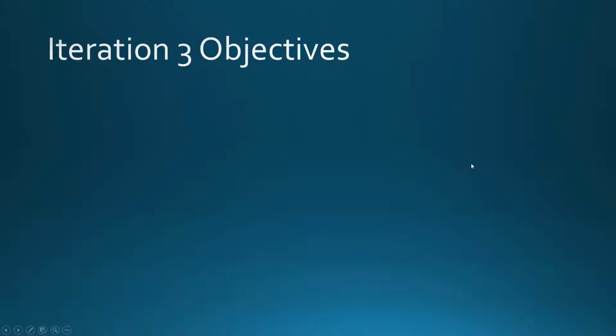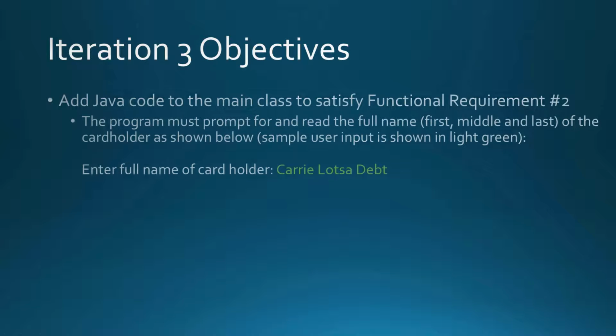Specific objectives of iteration 3 include adding Java code to the main class to satisfy functional requirement number 2. That requirement is reproduced here. The program must prompt for and read the full name, first, middle, and last, of the card holder as shown below. And we'll note that the requirement is not only to read the name, which is shown in the light green, but also to display the prompt, enter full name of card holder.